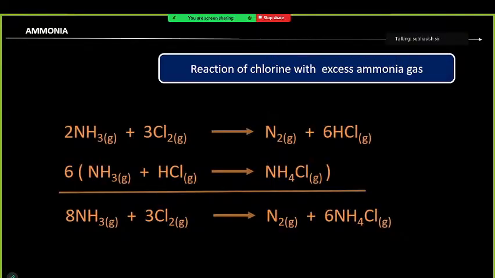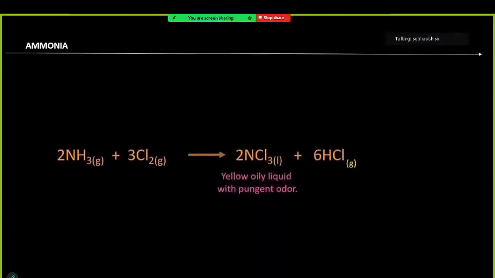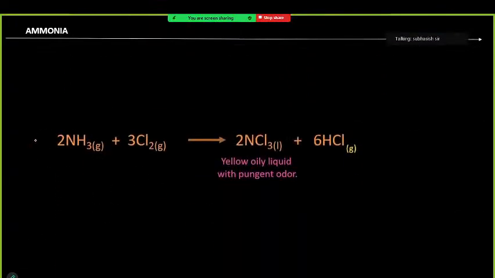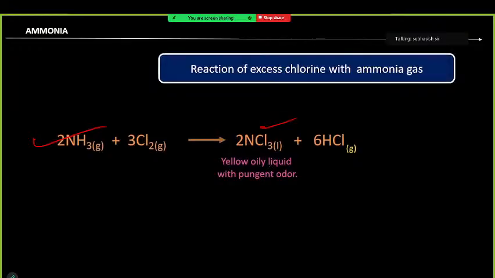Another important reaction is the reaction of ammonia with chlorine. If ammonia is in excess, then nitrogen and ammonium chloride are formed. But if chlorine is taken in excess, then NCl3 will be the major product. So there are two different reactions: excess ammonia means ammonium chloride, and excess chlorine means NCl3.